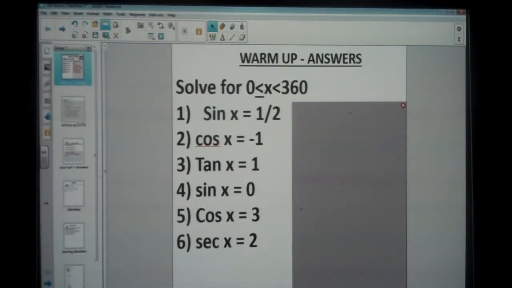This is our second lesson from Chapter 5, and we're going to look at identities today. But first of all, we did the warm-up. You should go ahead and try to solve these questions, and then we'll talk about the answers in a second.